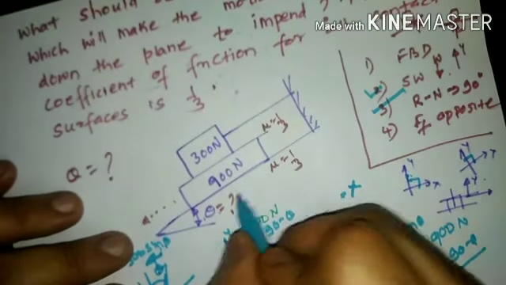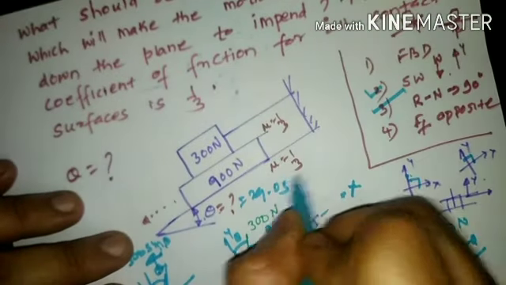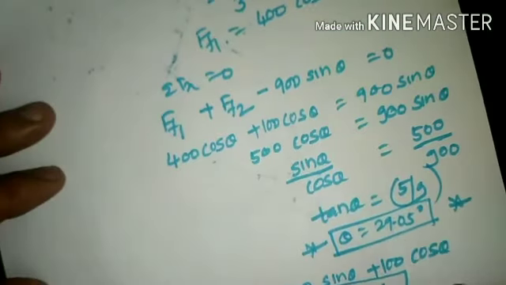So what should be the value of theta? The value of theta here is 29.05 degrees. So that is the answer that we have calculated.